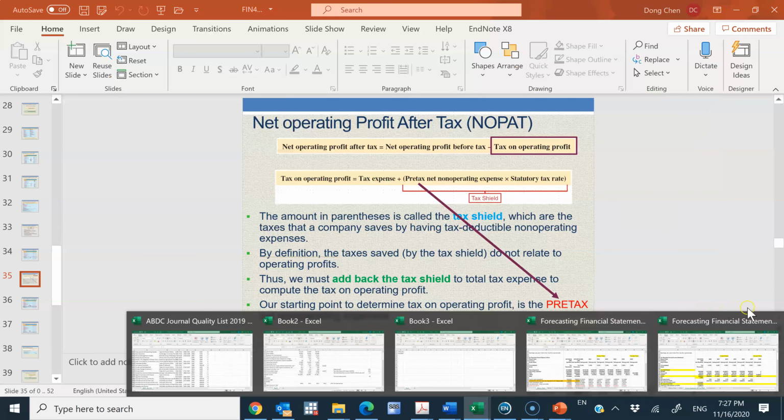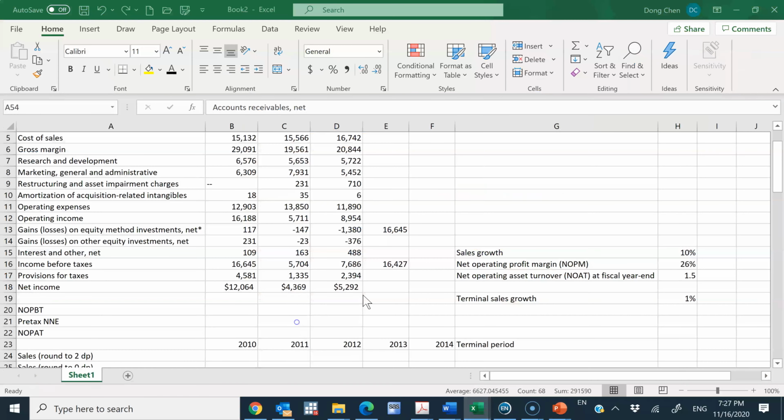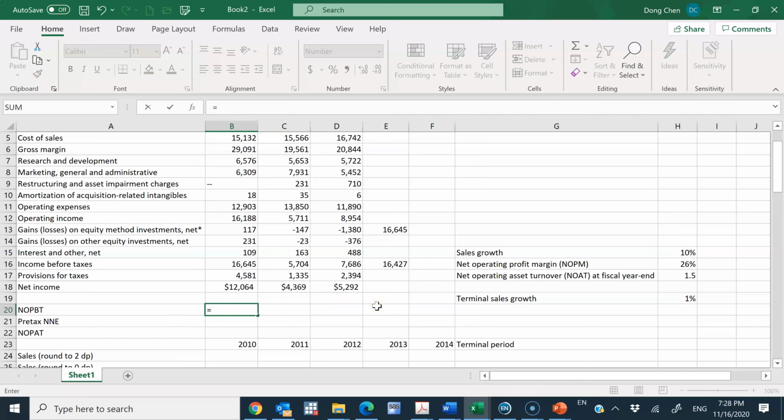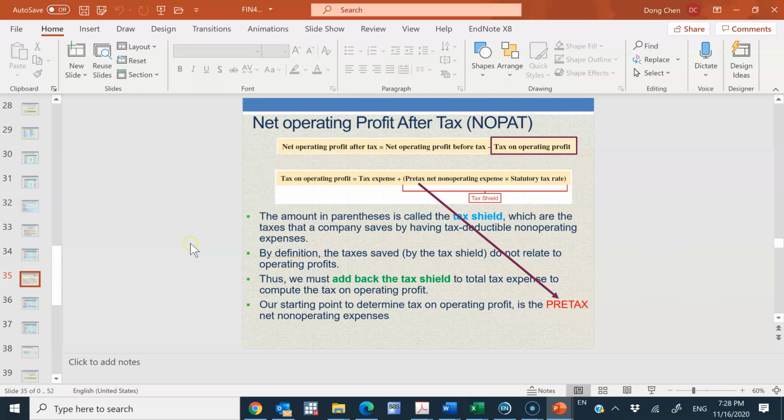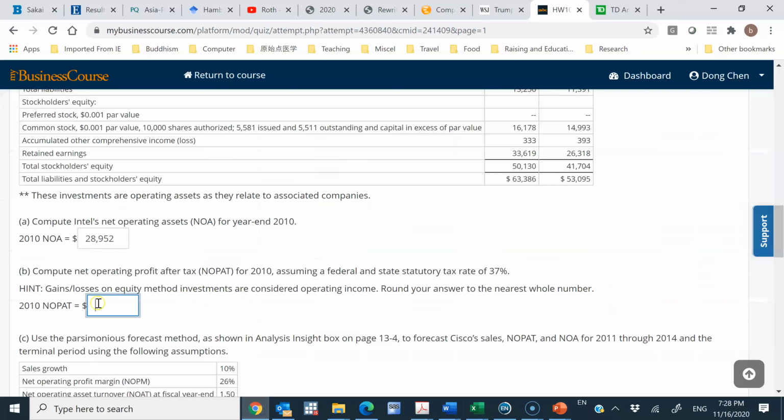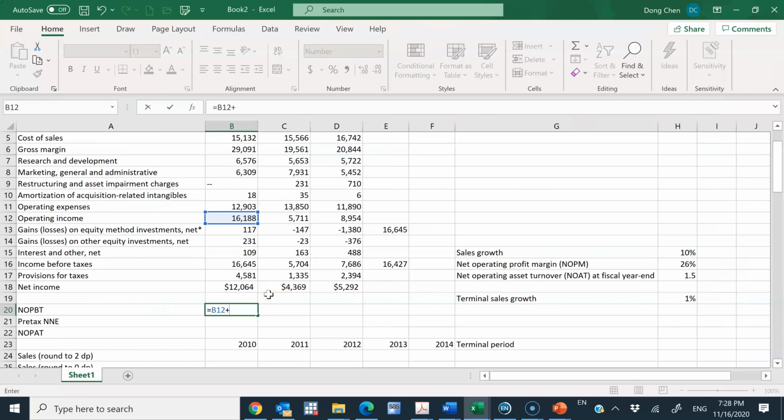That's why here I put the NOPBT here. So this is basically the operation-related income. So it's operating income. But in this case, if we look at the note, it also says we should incorporate gains and losses on equity method investments, because this is also part of the operating income. So we need to add these gains on equity method investments.